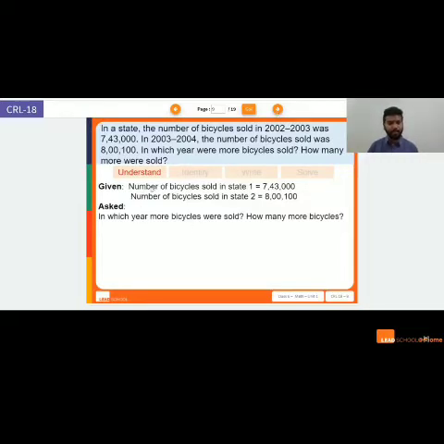In two questions. First, I will go through my first step, my understand step. Here, I will first write down what are the numbers given. I already know the number of bicycles sold in state 1 is 7,43,000. Correct? Number of bicycles sold in state 2, alright, that is 8,100,000. Okay. Then, in which year were more bicycles sold? How many more were sold? You can take the information right from the question.